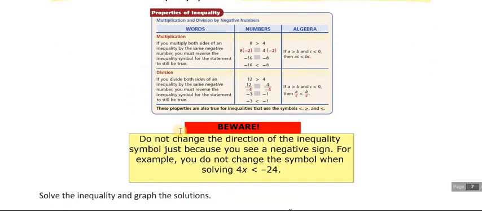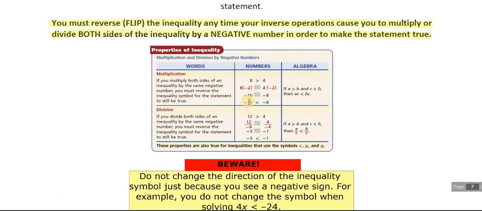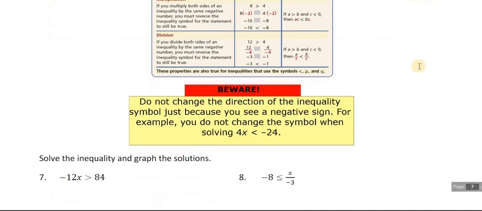Now here's an example that says beware. Here's an example where in order to solve, we would divide both sides by 4. And yeah, we have a negative 24 over there, but the solving process is dividing both sides by a positive 4. We need to flip when we're dividing both sides by a negative number or multiplying both sides by a negative number. So when that inverse operation is multiplying or dividing by a negative.